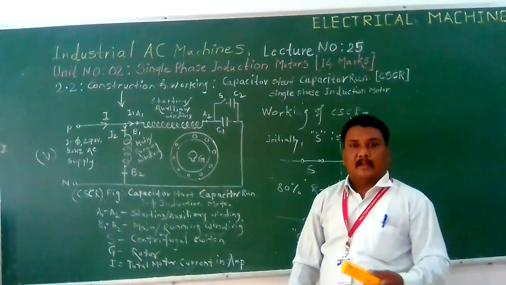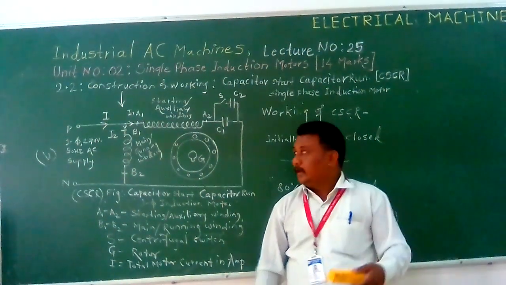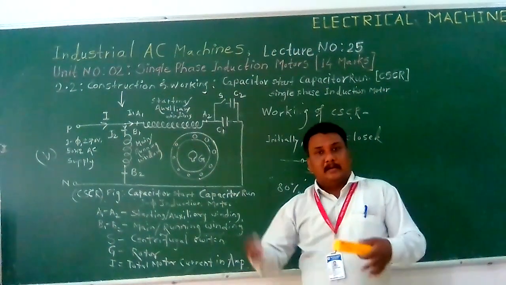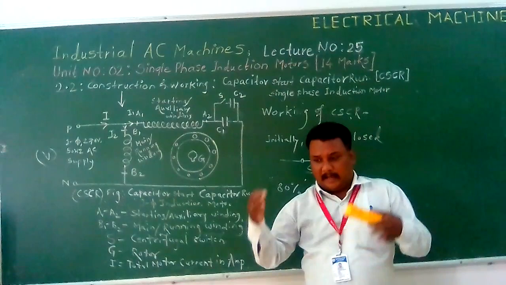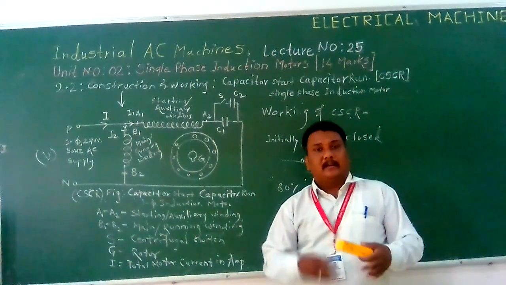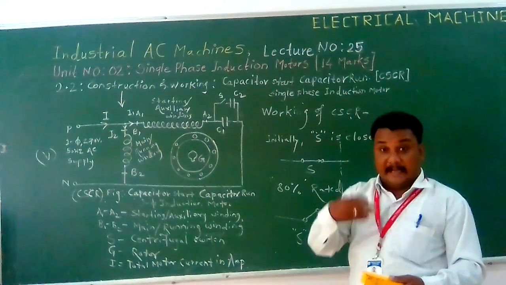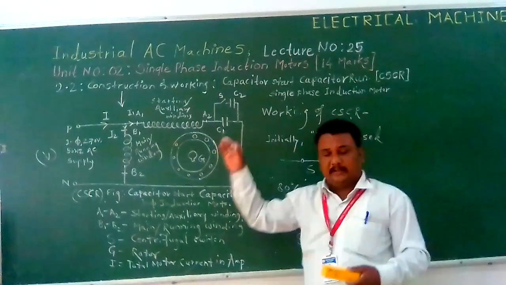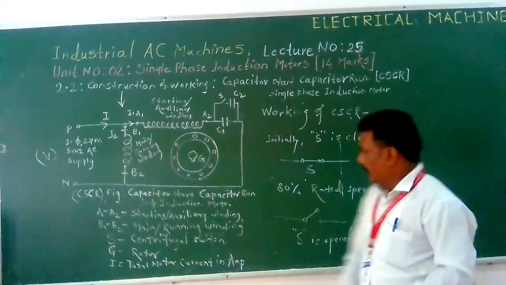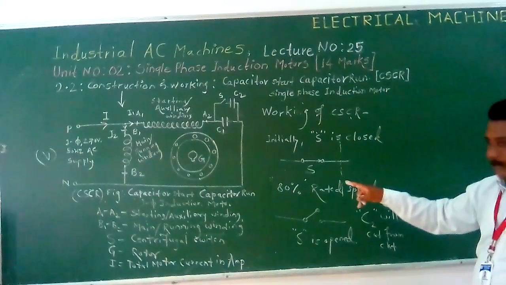But in case a very high load, high torque is required, a heavy load, at that time the starting winding or auxiliary winding develops and produces an additional magnetic field, which is capable of handling a heavy load. Means its starting torque is very high, its running torque is also high, because both the windings work coordinately at the running condition. So this is the working of the capacitor start capacitor run induction motor.